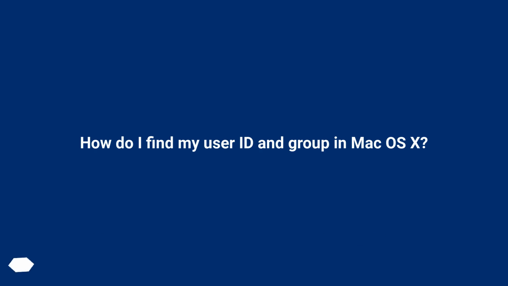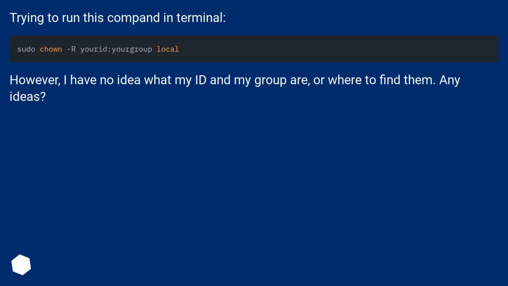How do I find my user ID and group in macOS X? Trying to run this command in terminal. However, I have no idea what my ID and my group are, or where to find them. Any ideas?